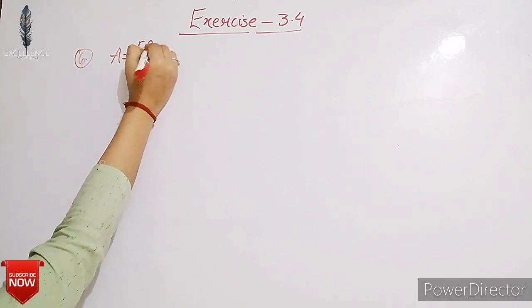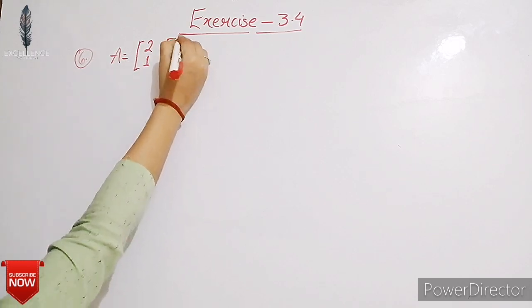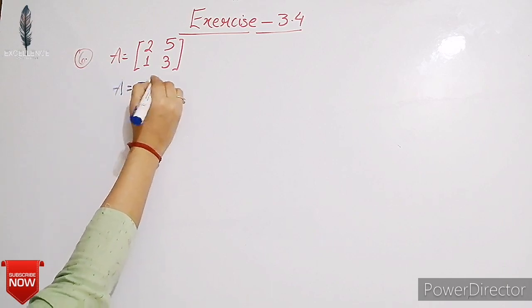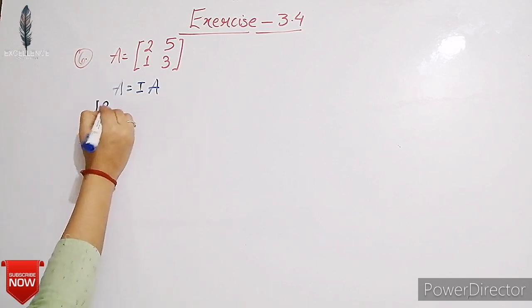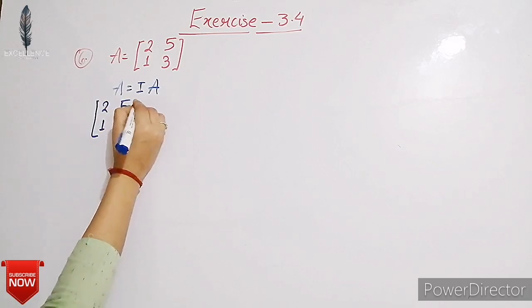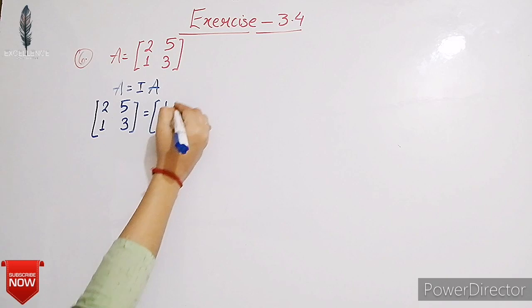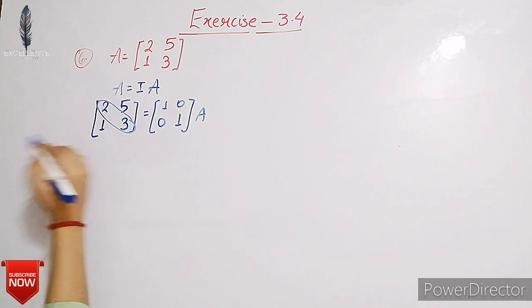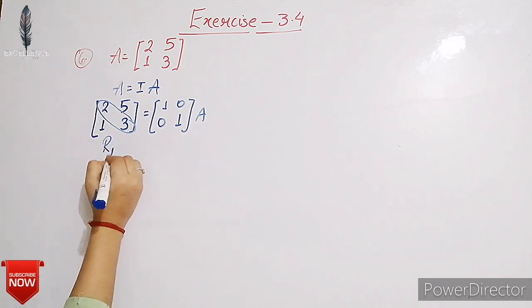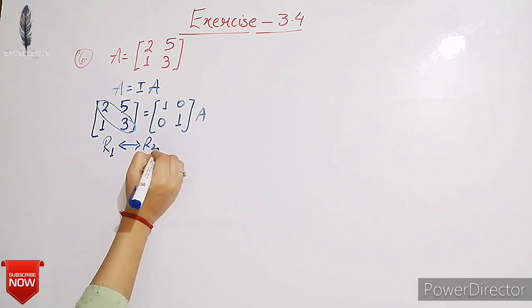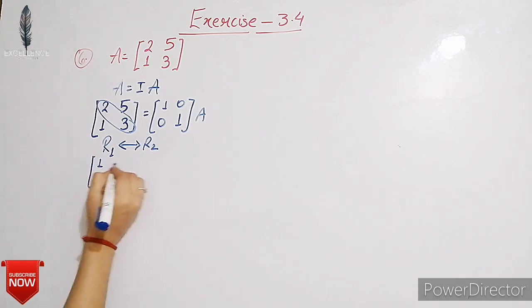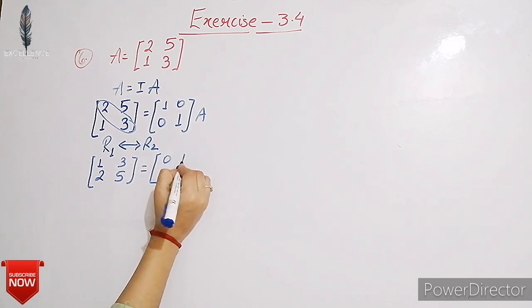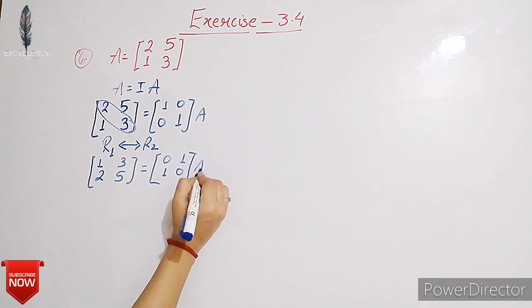Here A equals to 2, 5, 1, 3. Now A equals IA. Put the value of A, that is 2, 1, 5, 3 and identity matrix of 2 order, it is 1, 0, 0, 1, A. Simple, here main diagonal is 2, 3. So interchange R1 and R2. So R1 interchanges with R2, then we get the main diagonal elements is 1. So it is 1, 3, 2, 5 is equal to 0, 1, 1, 0, A.